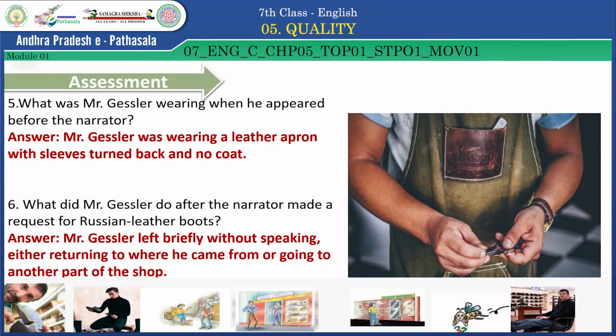Question number 5 is, what was Mr. Gessler wearing when he appeared before the narrator? The answer is, Mr. Gessler was wearing a leather apron with sleeves turned back and no coat. Now the sixth one. What did Mr. Gessler do after the narrator made a request for Russian leather boots? The answer is, Mr. Gessler left briefly without speaking, either returning to where he came from or going to another part of the shop.